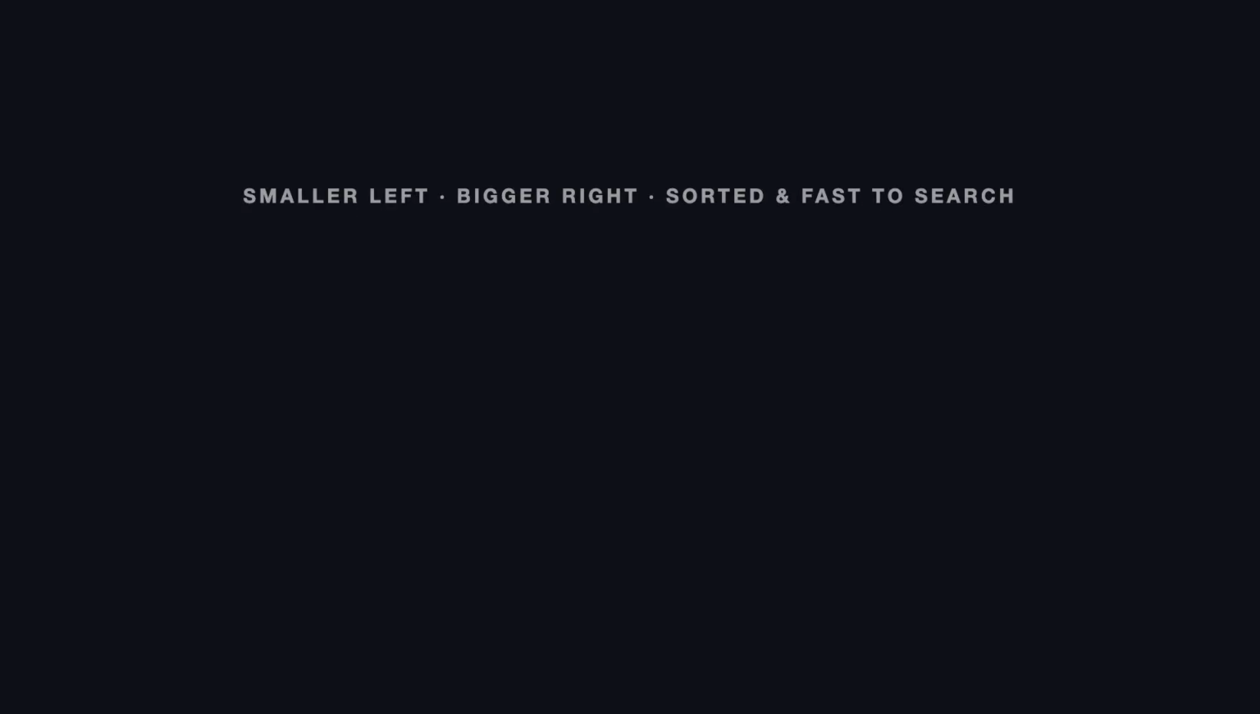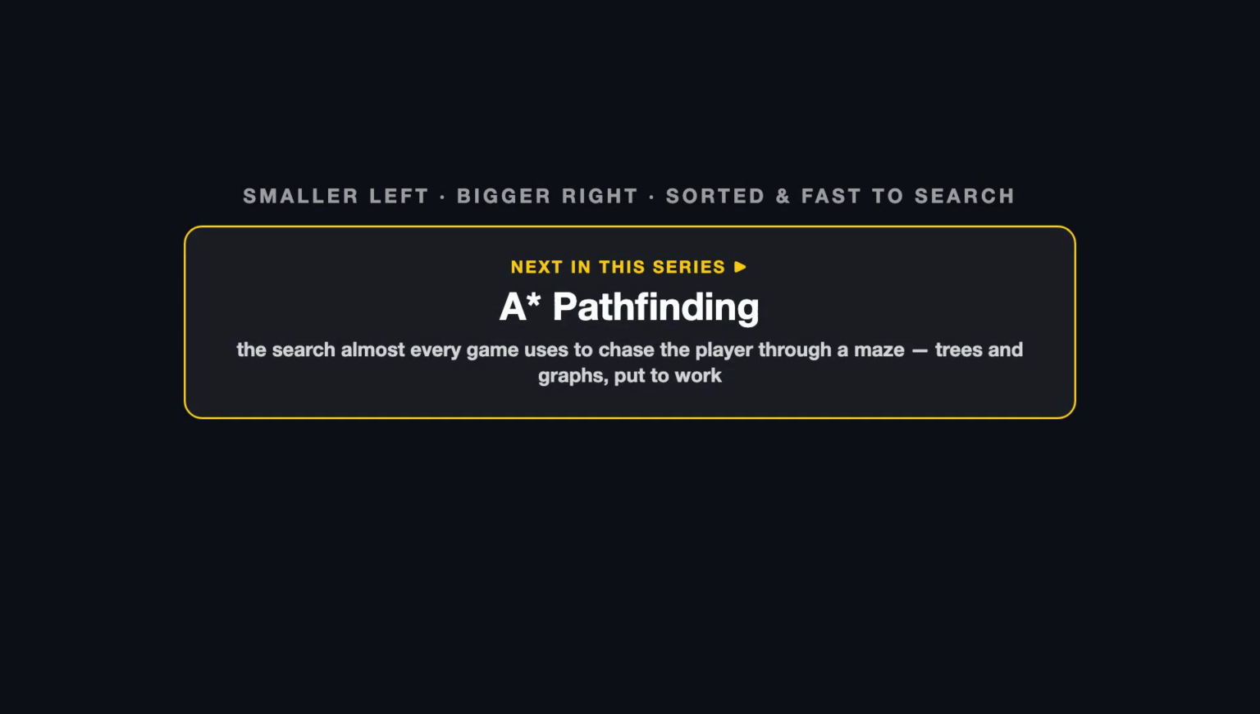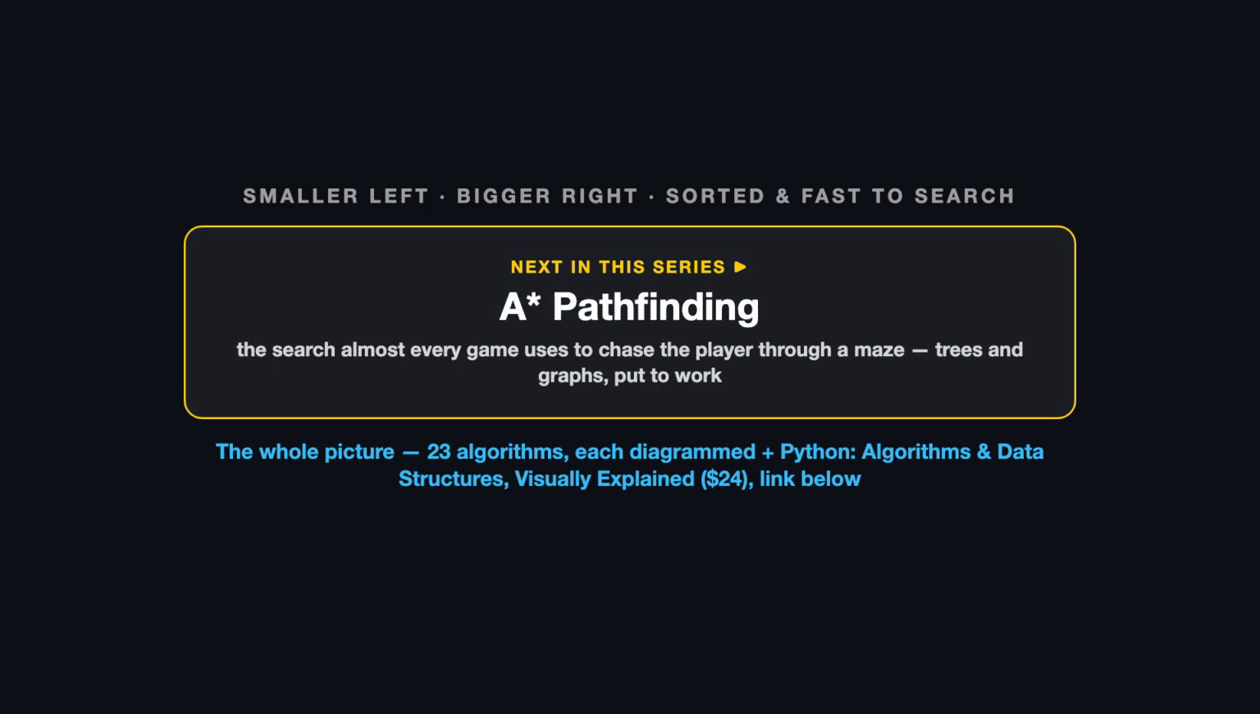So that is the binary search tree. One rule, smaller left, bigger right, that keeps data sorted and fast to search, and the reason a database index is a tree. We have been building the toolbox. Big O, binary search, sorting, recursion, hash tables, and now trees. Next, we put them to work.